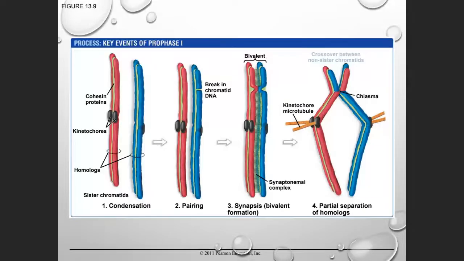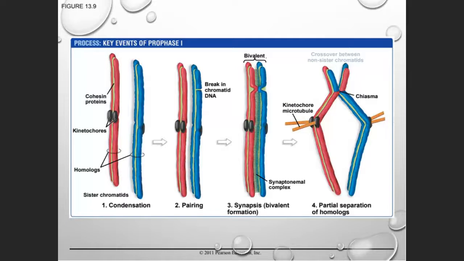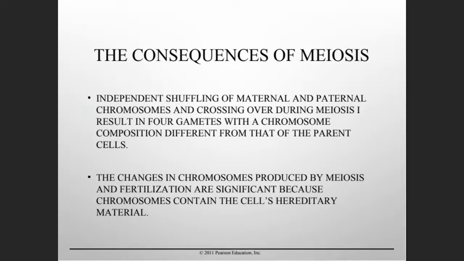So again, key events in prophase 1, you look at here. Here you've got the homologous pairs, you've got the kinetochores, you get condensation, the sister chromatids. Homologous pairs get condensation, they pair up. You get a break in the chromatid DNA. You get that synapse, that's the bivalent formation, two of these together. You've got this cut here in the DNA in the chromosome. You get crossing over, and then you start to get this partial separation of the homologous pairs, and then eventually they'll separate and pull apart. And you will have switched that little piece of DNA. And it could be down here too. It could be pieces all over.